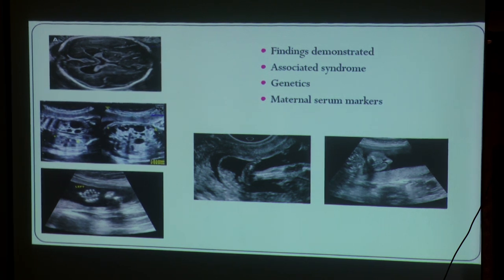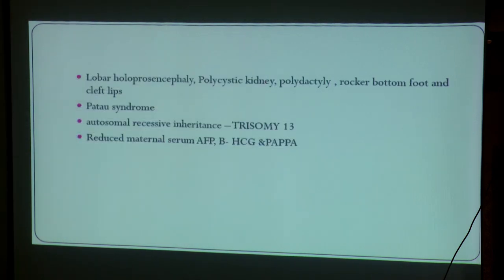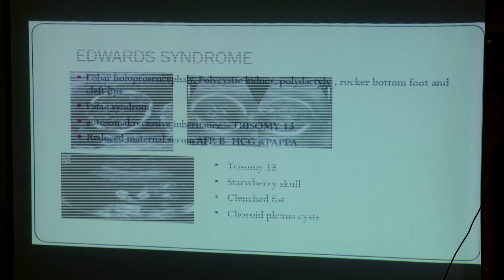We have polydactyly, increased number of digits. This is rocker bottom foot, and we have a bilateral cleft lip. So altogether, this is Patau syndrome. It is trisomy 13. In Patau syndrome, mainly there will be midline abnormalities. The lobar holoprosencephaly and cleft lips are more in favor of Patau syndrome.